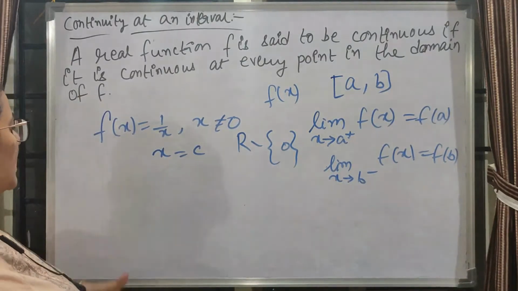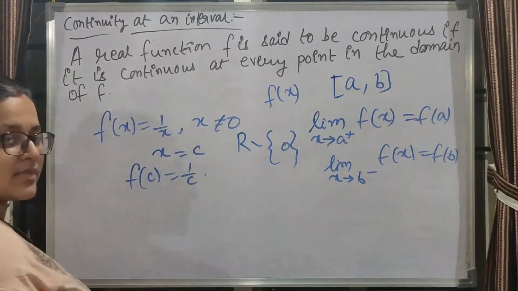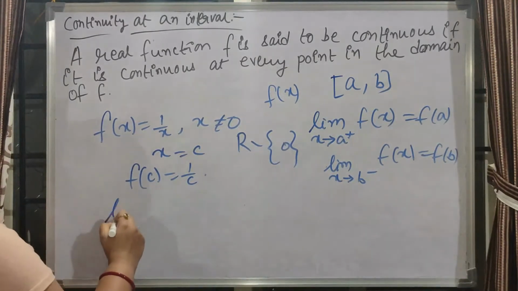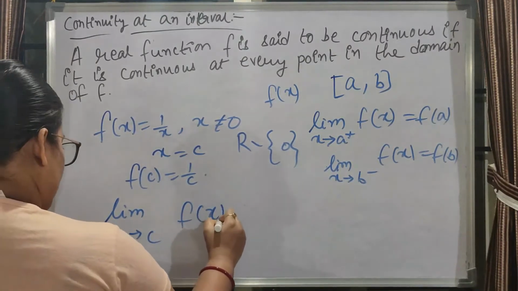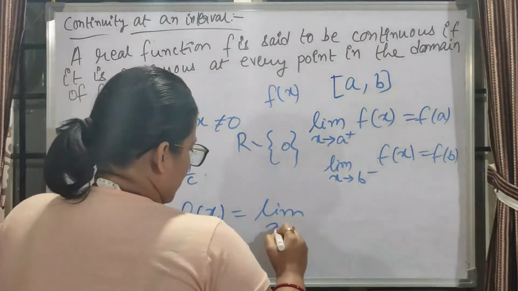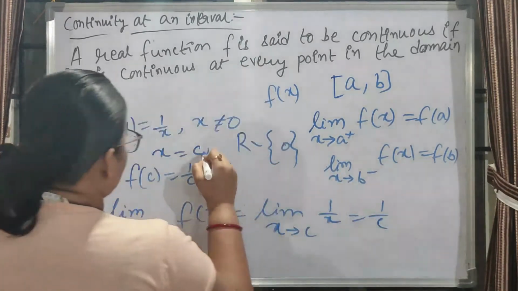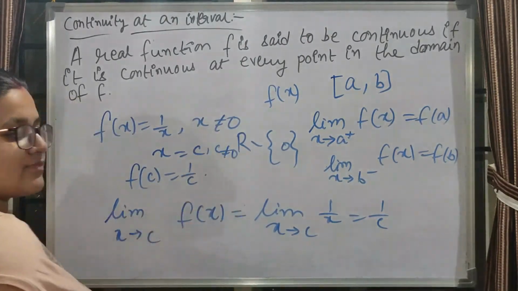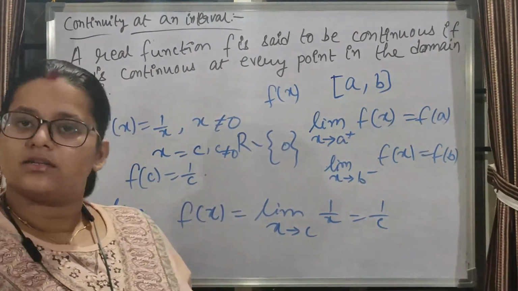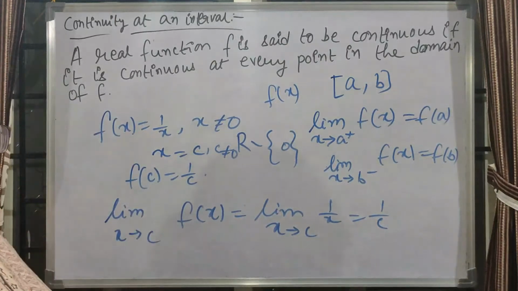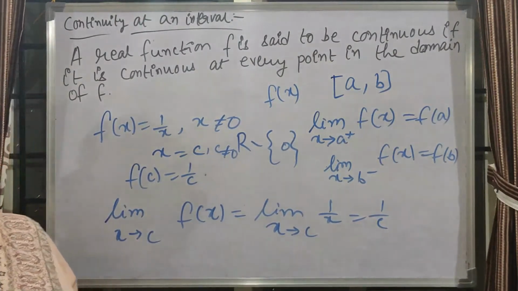So check here: the functional value f of c equals 1 upon c. And limit x tends to c of f of x is also limit x tends to c of 1 upon x, so 1 upon c, which is also not equal to 0. So the functional value and the limiting value are equal. The function is continuous at x equal to c. We will see two more examples.